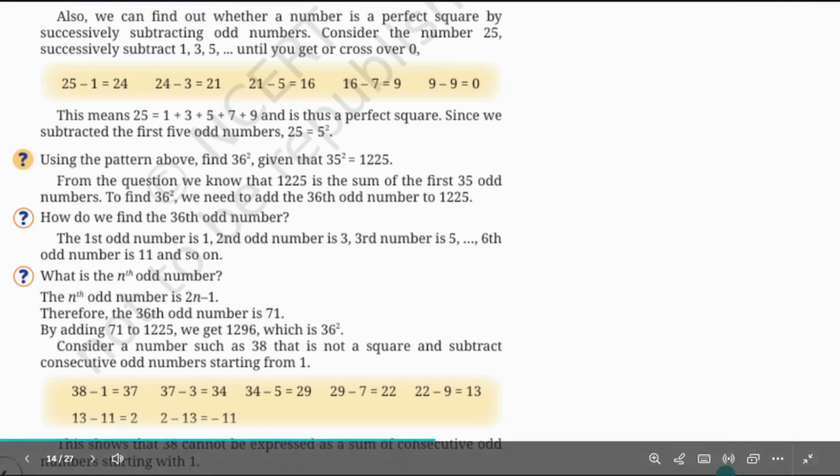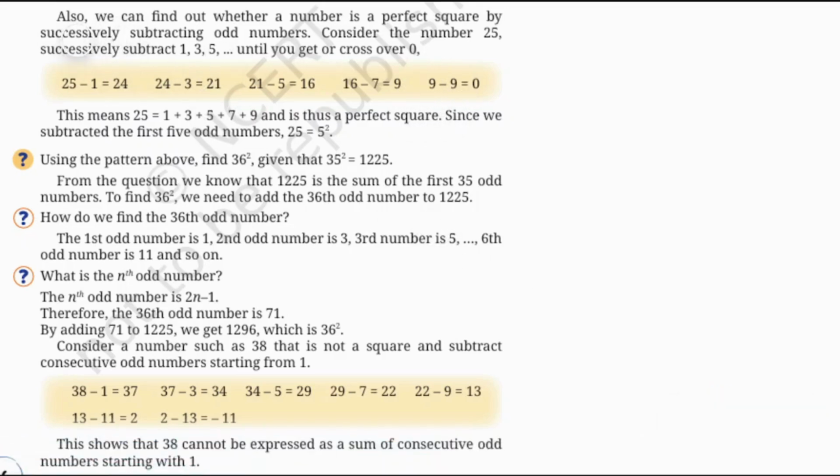Okay, now let's see, we have one more pattern here. So what does that pattern say? Also, we can find out whether a number is a perfect square by successively subtracting odd numbers. What we have to do? We have to subtract successive odd numbers. Okay, so let's subtract and check.